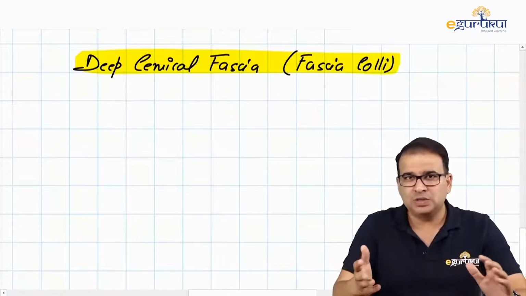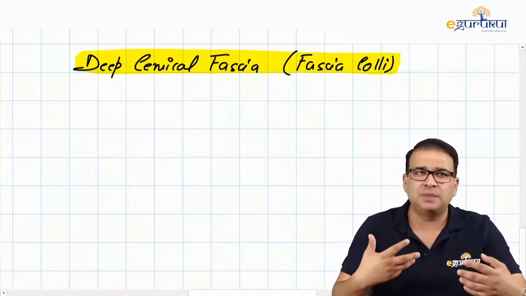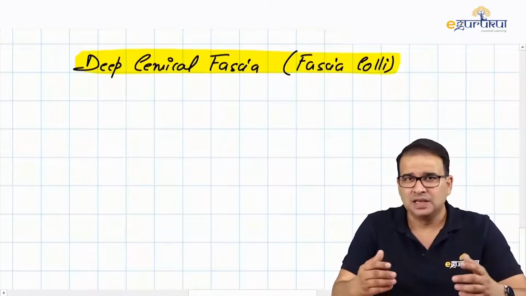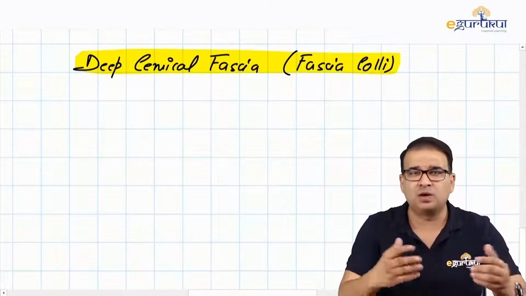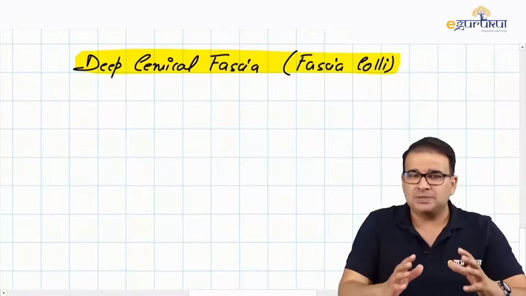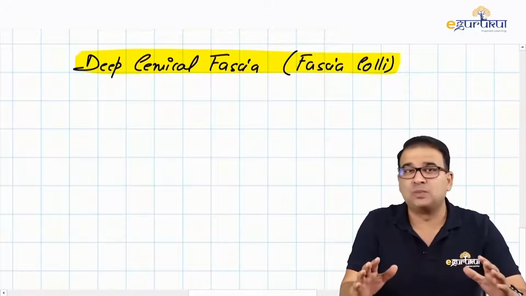Well, it all has to do with the development also. There are so many things developing in the neck from different sources, from pharyngeal arches, from neural crest cells, invaginating, evaginating, going out, coming in. So this cervical fascia also has to modify. So deep cervical fascia is all about its modification.